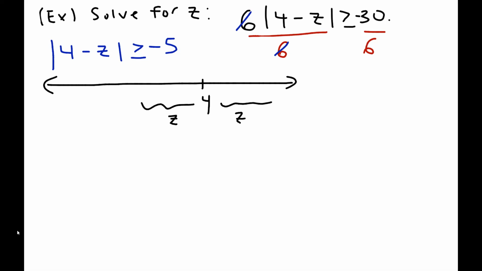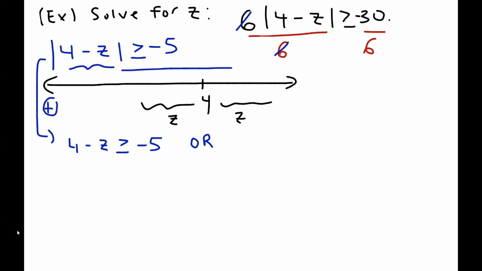How I would do this mathematically is I would turn it into two equations. So let's say that what's inside the absolute value is positive. I would say 4 minus z is greater than or equal to negative 5. Or, what if the thing in absolute value was negative? If it's negative, we would have the opposite of 4 minus z is greater than or equal to negative 5. So I turned it into two inequalities now.